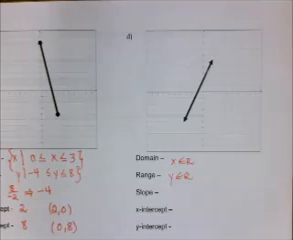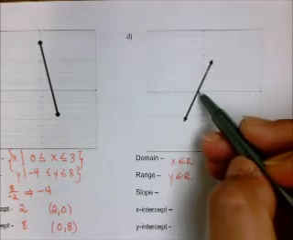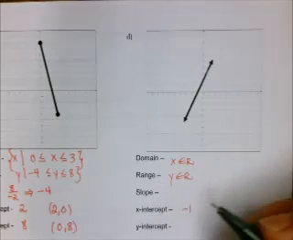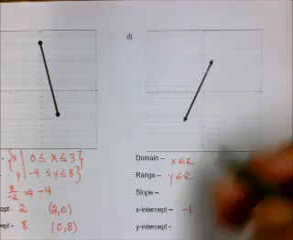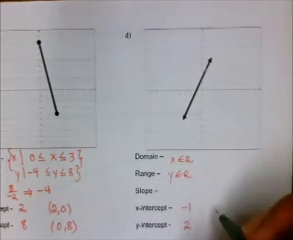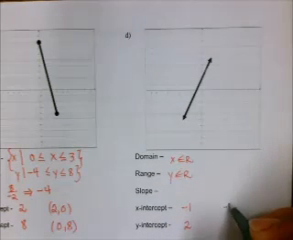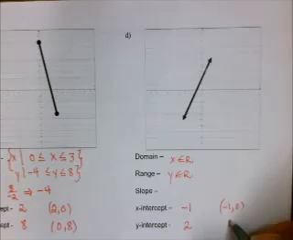All right, now what's the x-intercept? It's at the -1, and the y-intercept is at the positive 2. So this would be a -1 and 0, and this would be a 0 and a positive 2.